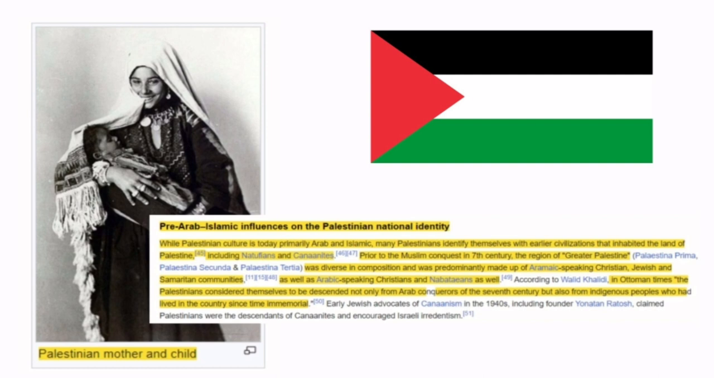Prior to the Muslim conquest in the 7th century, the region of Greater Palestine was diverse in composition, with many different people groups, and was predominantly made up of Aramaic-speaking Christians, Jewish and Samaritan communities, as well as Arabic-speaking Christians and Nabataeans, who are Arabs, and the Nabataeans mixed with the Edomites as well. In Ottoman times, the Palestinians considered themselves to be descended not only from Arab conquerors of the 7th century, but also from indigenous peoples who had lived in the country since time immemorial.